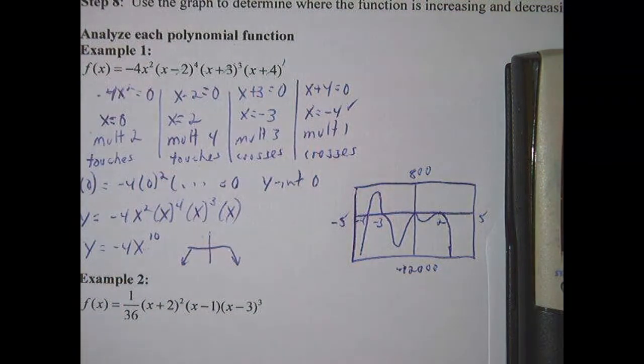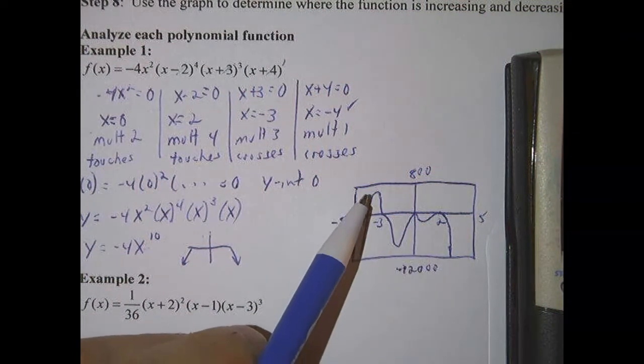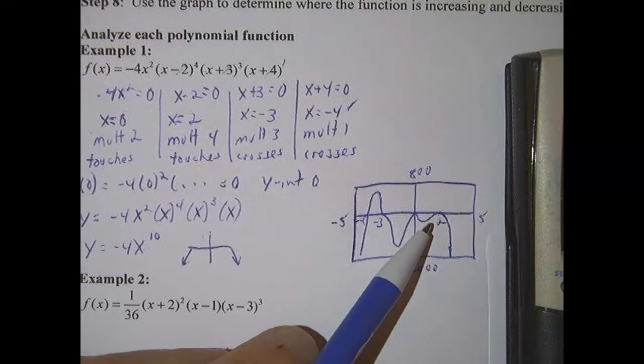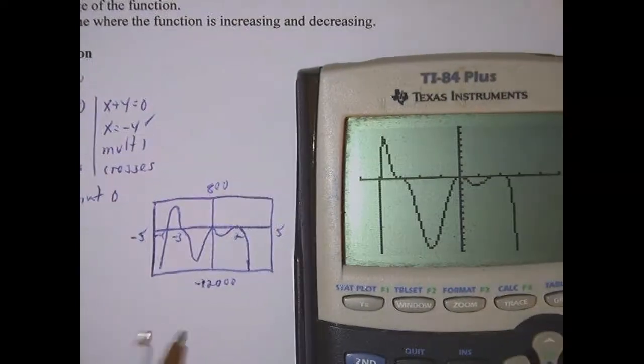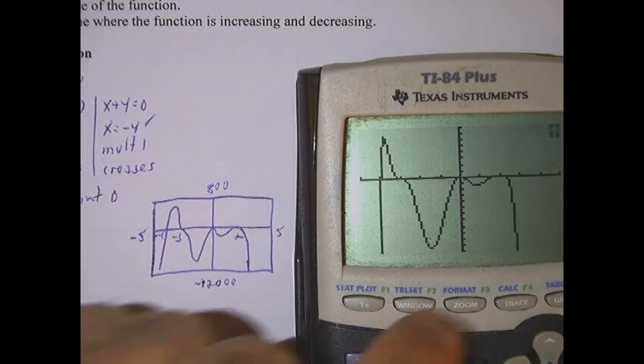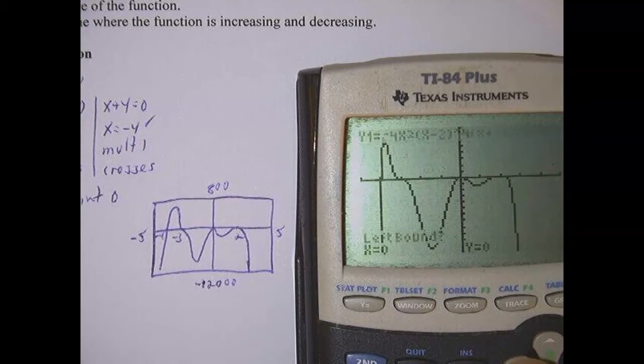Now it looks like that one at 2 might actually be a local max, but we need to go through the process of finding all these other local maxes and mins so we can see where this function is increasing and decreasing. So we're going to go ahead and find this local max. I'm going to go second calc and then go to the max. I have to go all the way over to the left of that local max.